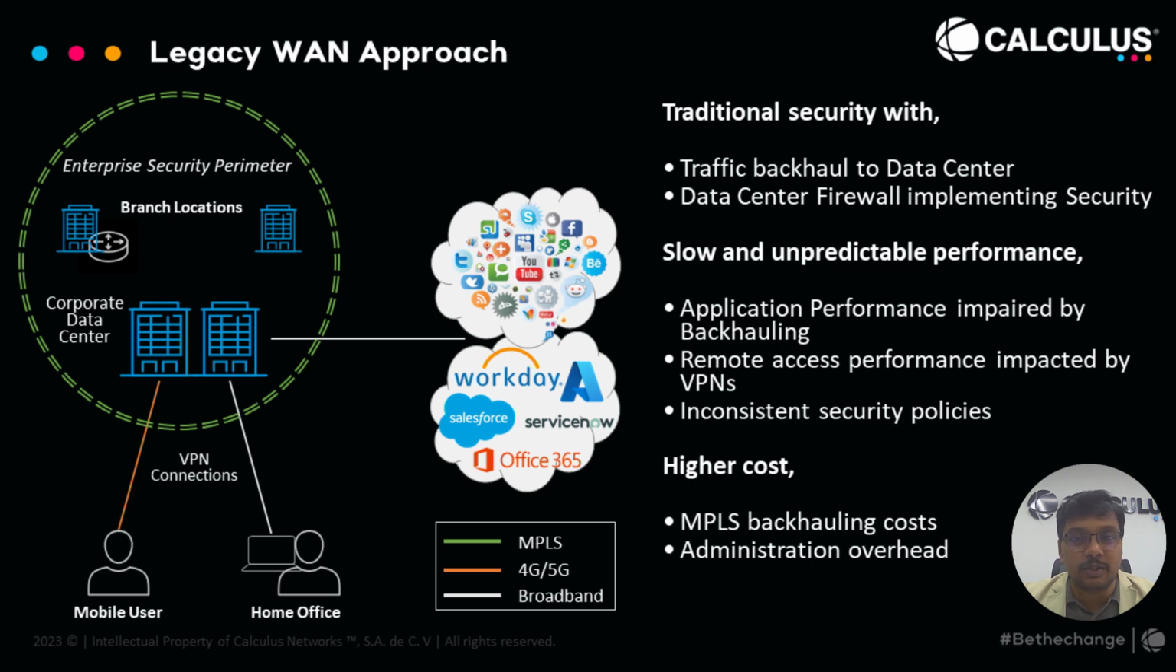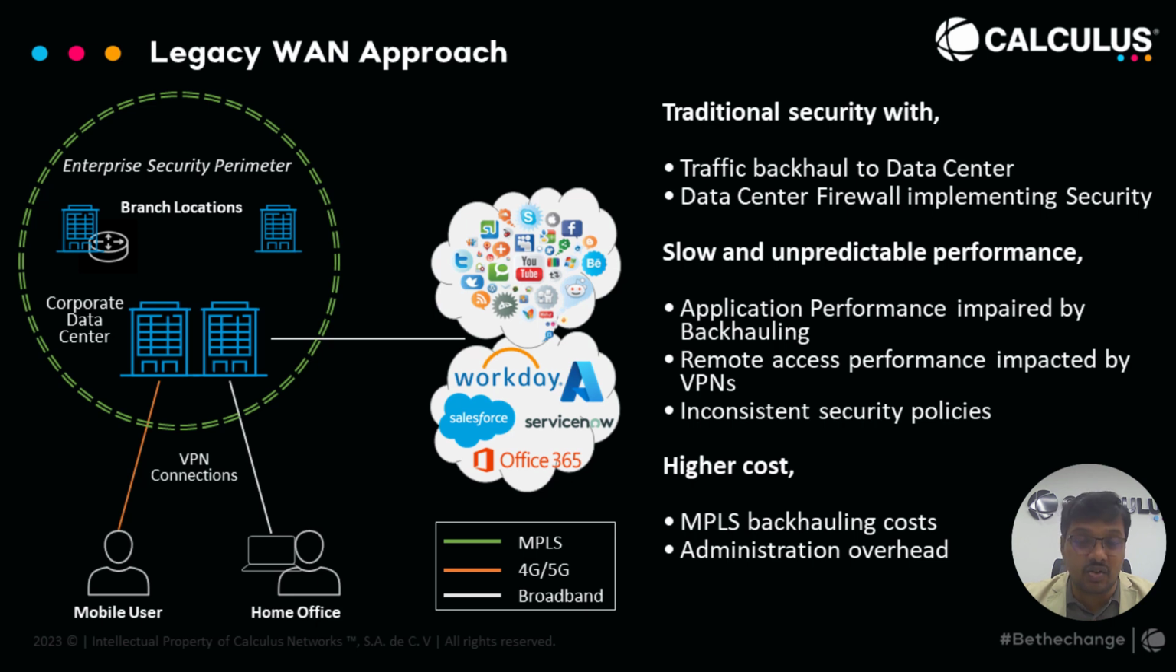From a remote worker's perspective, irrespective of his current location, he needs to backhaul to the data center to securely connect with the corporate applications, whether they are hosted on-prem or on the cloud, right? This is what is happening in today's traditional WAN. It would have been much easier if they could access the SaaS-based applications directly with all the required security, right?